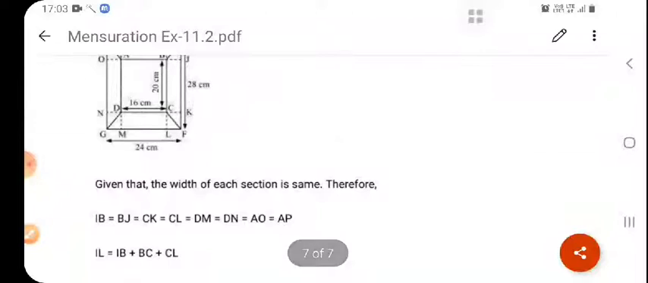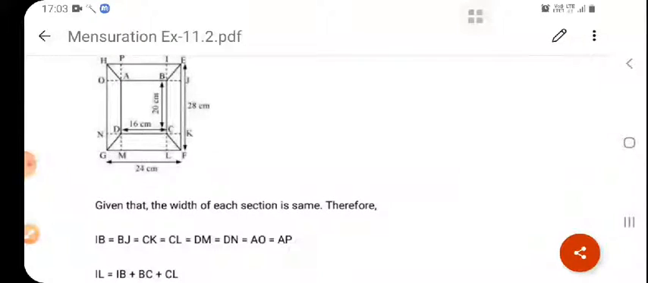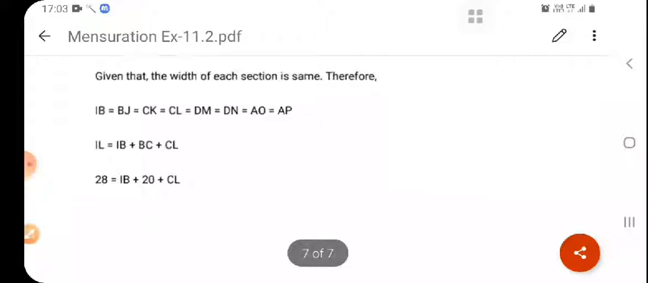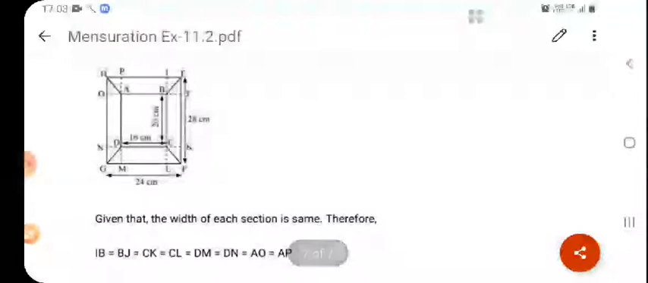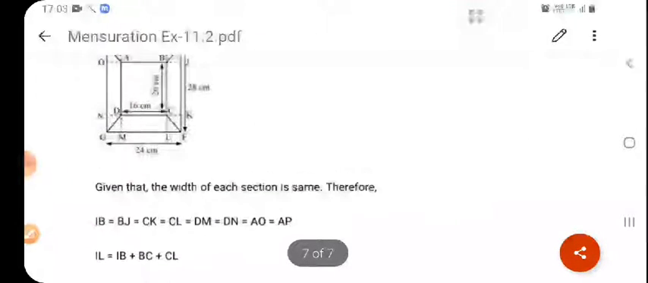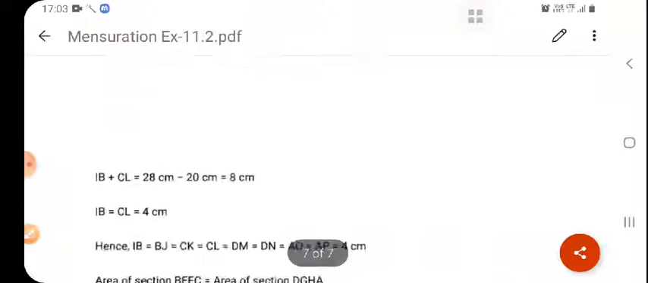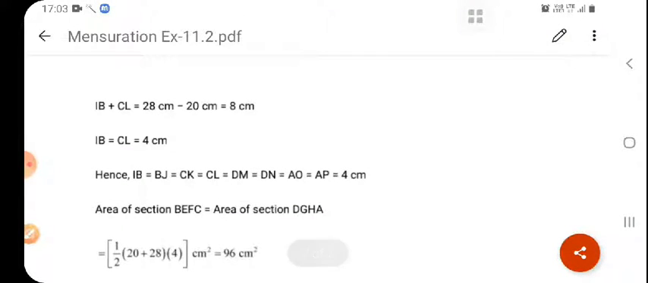We will first find out the width of each section, which is the same, and we will put the values of each section's width as IB is equal to BJ is equal to CK is equal to CL. Now 28 is equal to the length of IB plus 20 plus CL. Then we'll put the values and get IB and CL as 4, and we will find the area of section BFC as half into the sum of parallel sides into the distance between them, which is the area of trapezium.